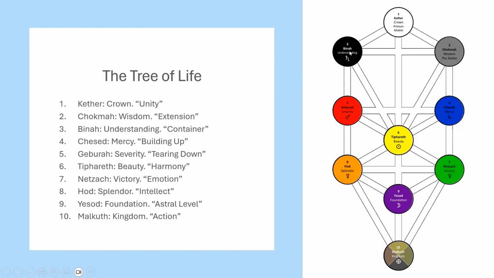And then Bina is the container that channels that extension and channels that energy and gives it a direction to go. And then from there we go to Hesed, mercy. It's building up. Its other name is love, or compassion, loving kindness is one of those words that's associated with it. It is about building up, whereas Gevura, which is severity, is about tearing down. Tiferet is beauty or harmony.